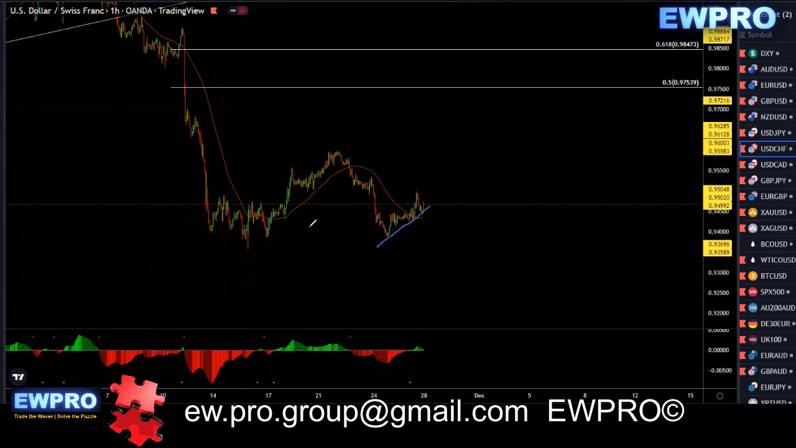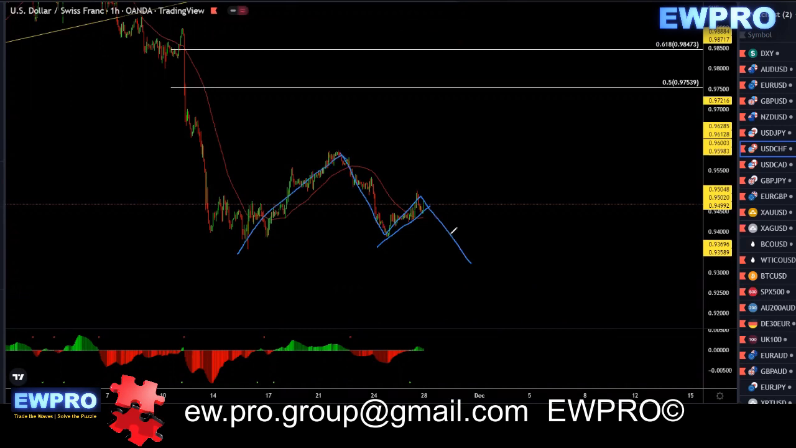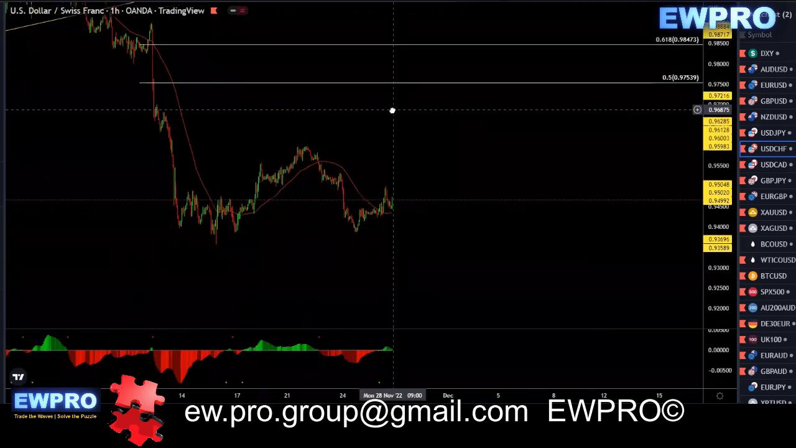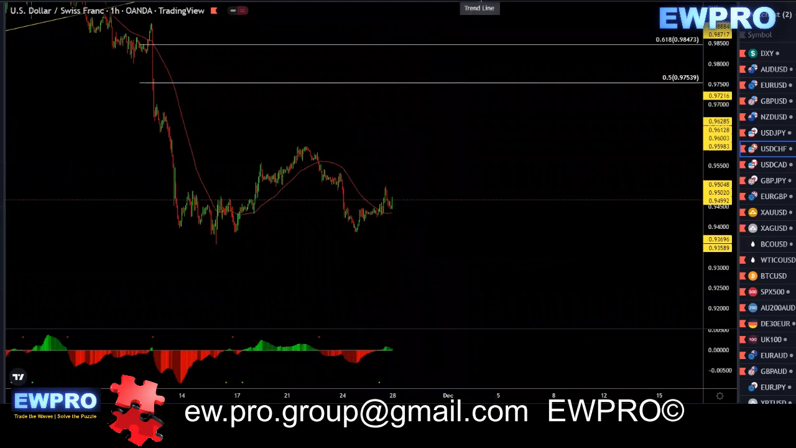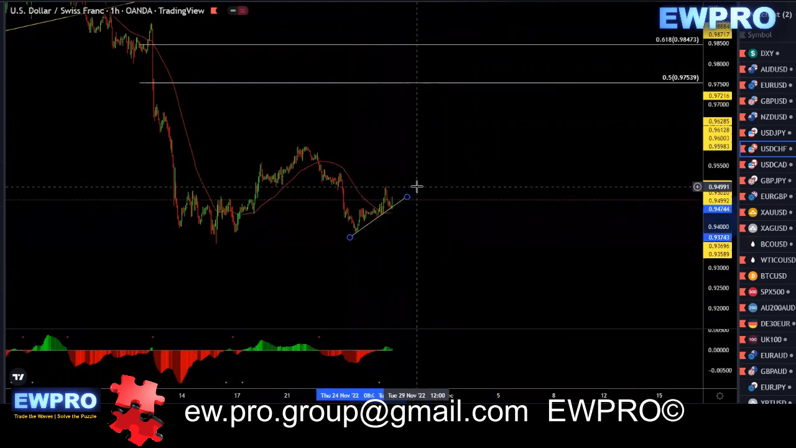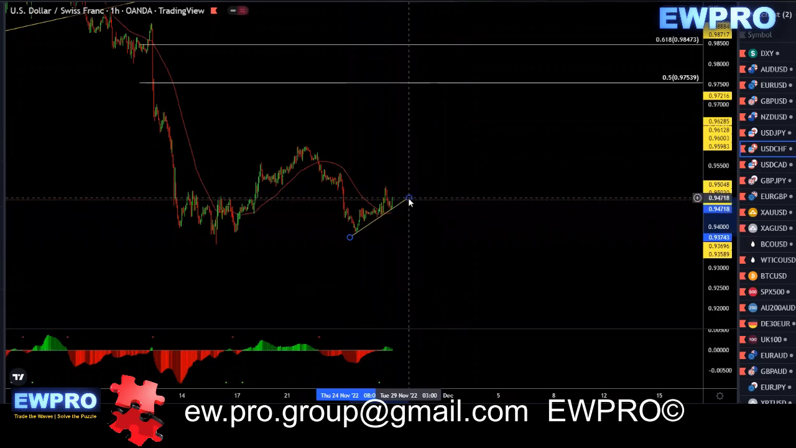So this may turn more complex, and we get like an A, B, C. Then we get an A, B, C as some sort of running or expanding flat before we get the larger A, B, C. Sort of how I'm looking at it. So again, you can look for the sell in here. If you get a nice sell setup, you can look for that sell.